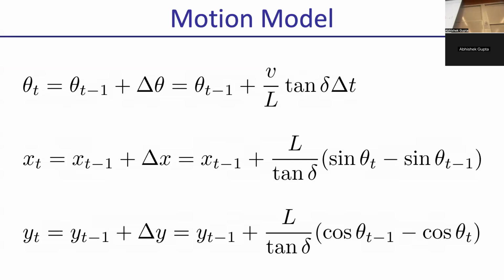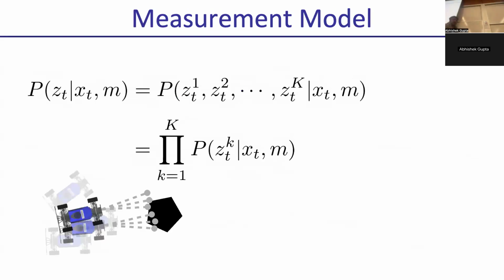You integrate these things, you add a bit of noise to the inputs and the outputs, and that gives you your motion model. The second part of the Bayesian filter is the measurement model, right? So we said we're going to have k different measurements, z1 to zk, and we're going to assume that they're conditionally independent, which means that you can decompose this joint probability of k different things into the product of individual z's, and each of those z's corresponds to a single beam, right?